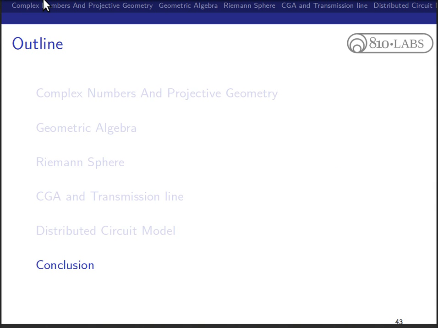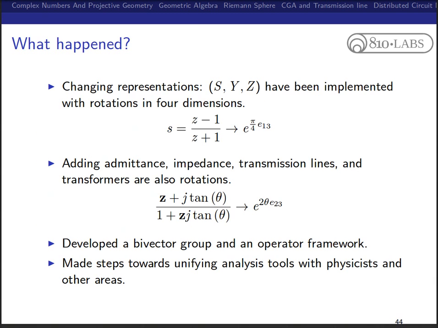Okay, finally, let's conclude. All right, so what happened? What we did is that we now have a way to represent a change in basis from reflection coefficient, admittance, and impedance with rotations in 4 dimensions. So we've taken this fractional linear transformation, or Möbius transformation here, and we've converted it to a rotation.